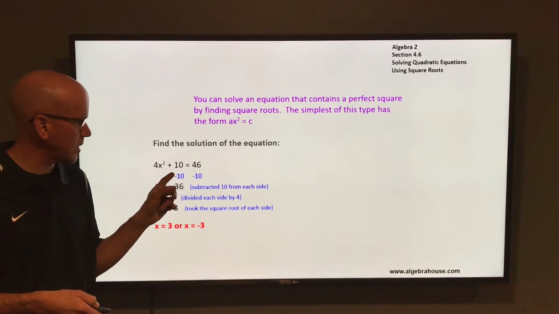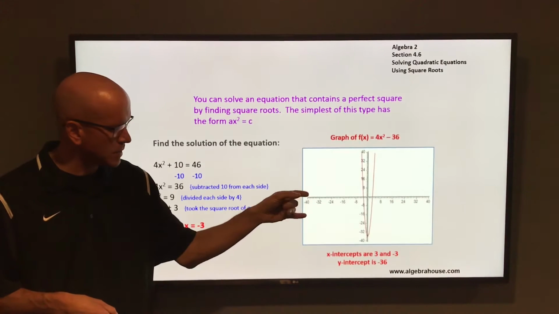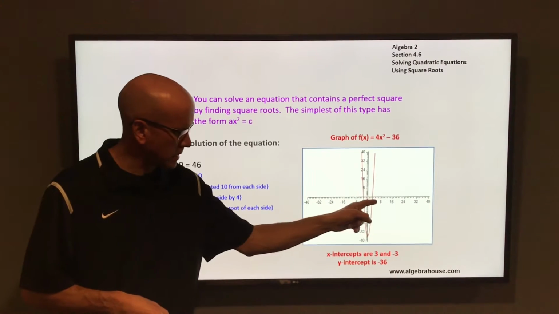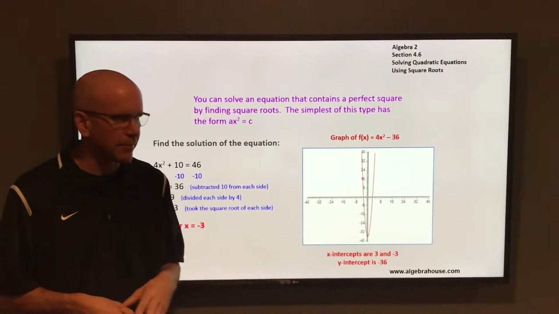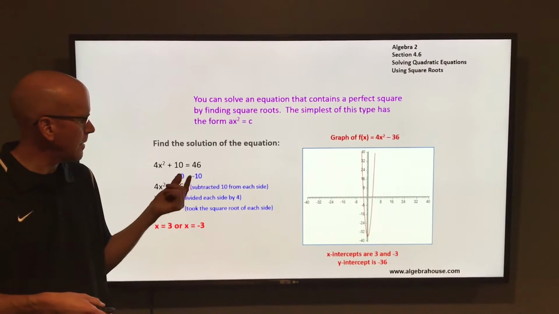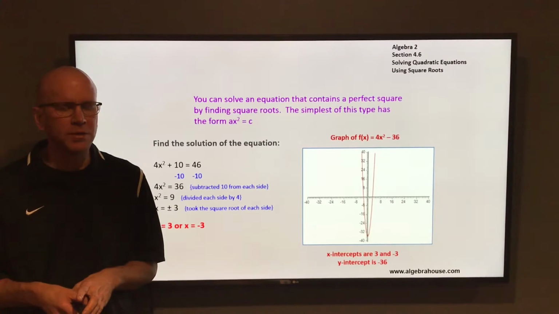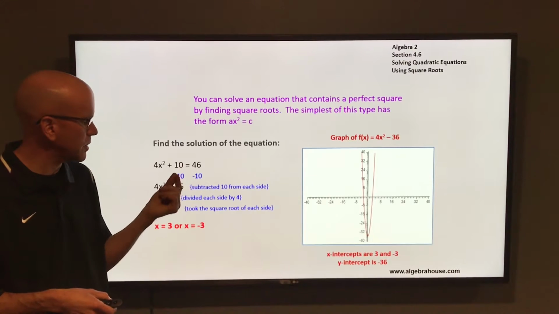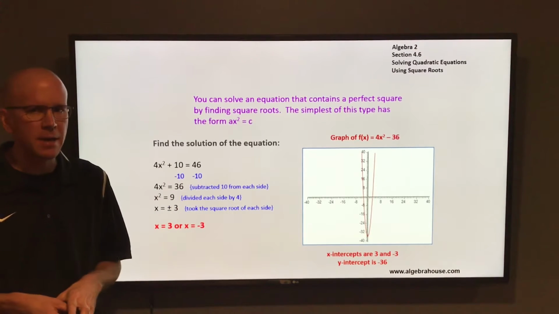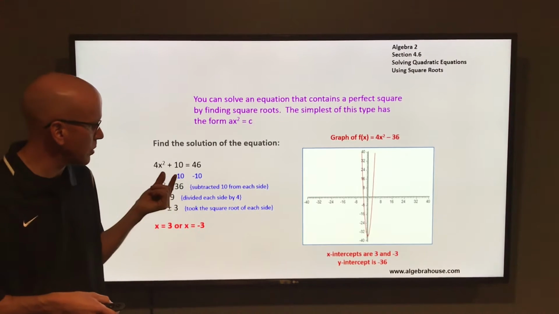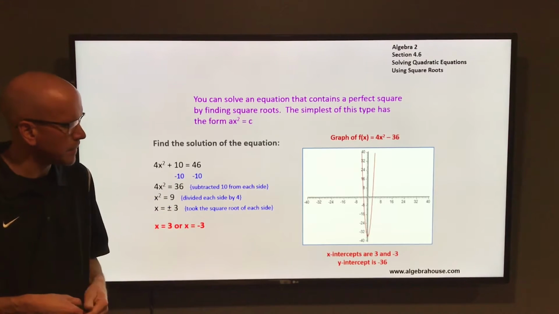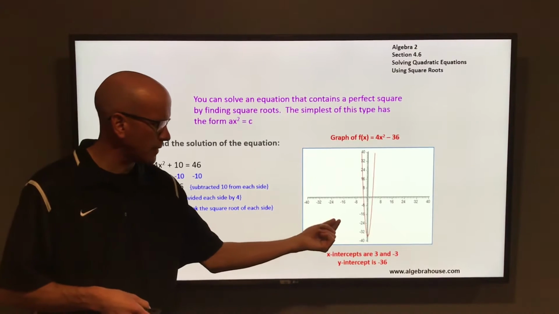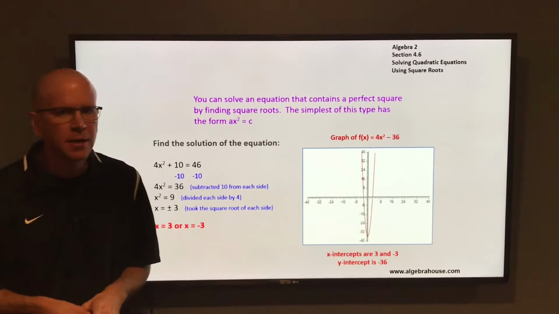When I graph this equation, 4x squared plus 10 equals 46, you can see it crosses the x-axis at 3 and also at negative 3. Those are the x-intercepts. And the y-intercept would be the constant term when it's in standard form. Subtract 46 from each side. The y-intercept would be negative 36. Standard form is where you have everything to one side equal to 0. So the x-intercepts are 3 and negative 3, and the y-intercept you can see is negative 36.